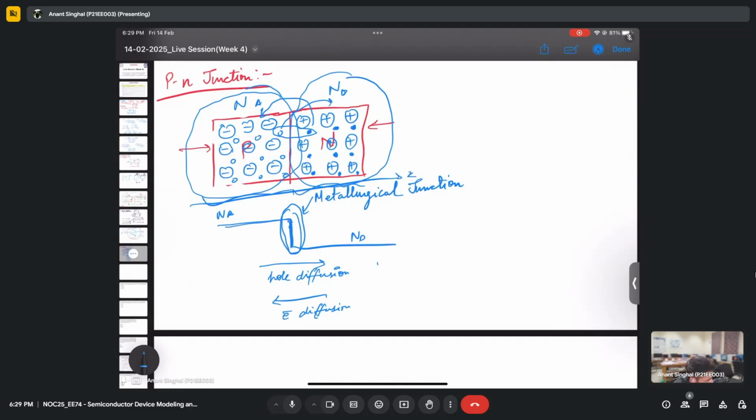I have one question. Sure, what is it? What is the graph indicating Na and Nd with respect to position?